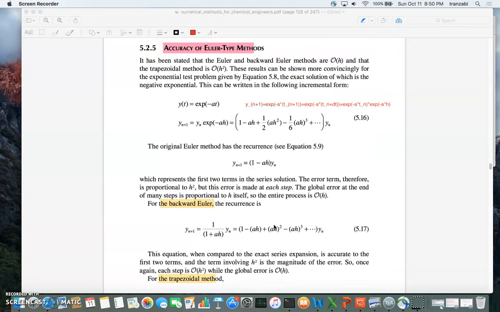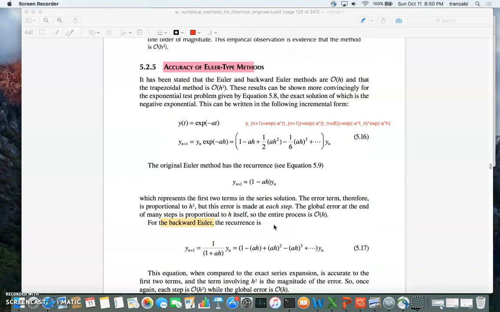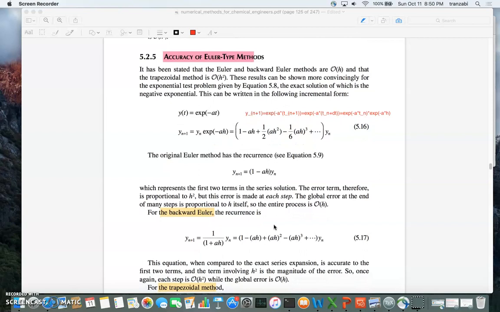I think that was a short discussion on the accuracy of forward Euler, backward Euler, and the trapezoidal rule, where we use finite difference, as well as Taylor series, to compare with the exact solution.